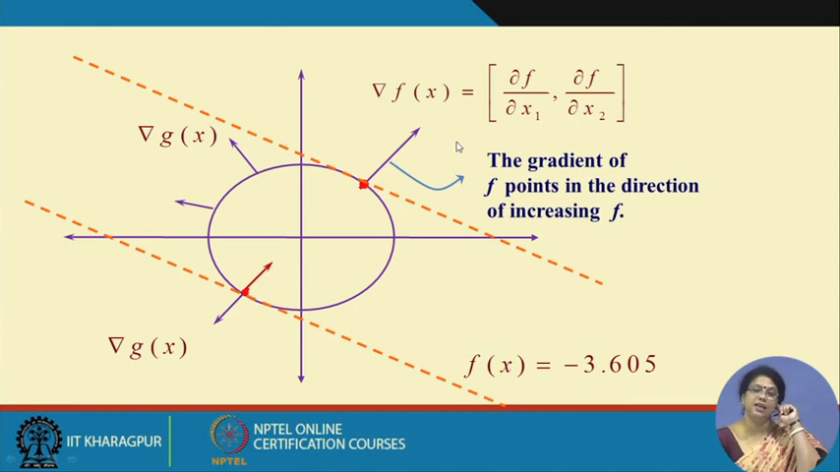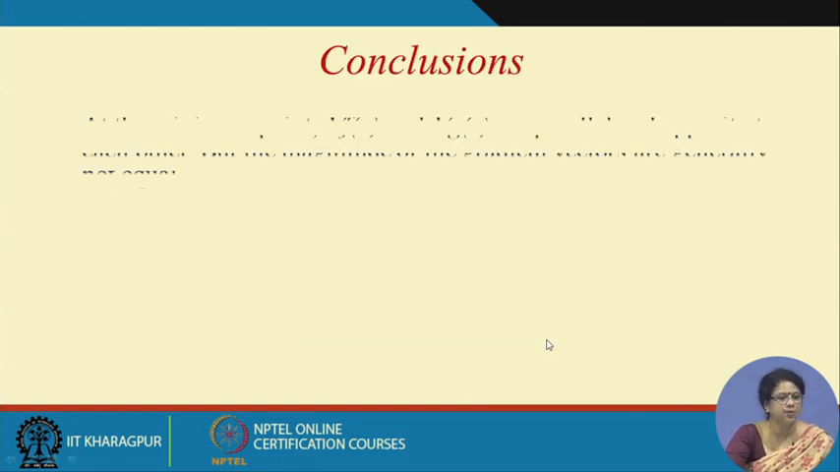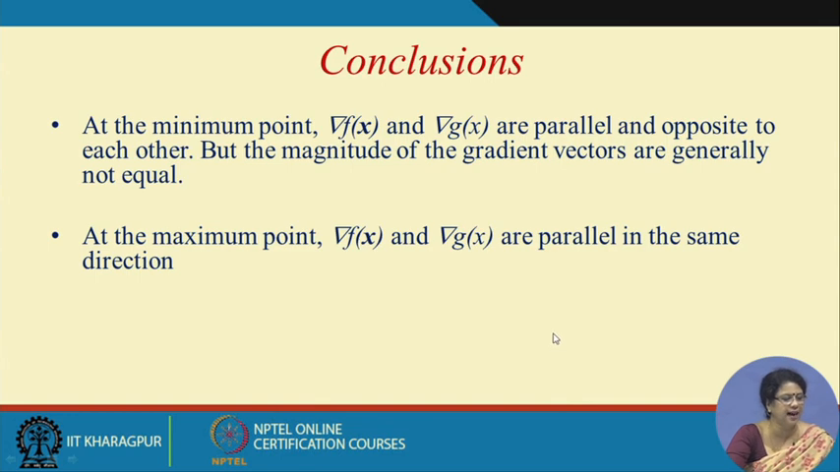Okay. We will revisit this fact in the next level, when we study the Kuhn-Tucker condition. There also we will reconfirm this fact. If we conclude from here, at the minimum point grad f and grad g are parallel but opposite to each other, and the magnitudes of the gradient vectors are generally not equal. Certainly that depends on the point at which we are calculating the gradient, and at the maximum point both are parallel in the same direction.